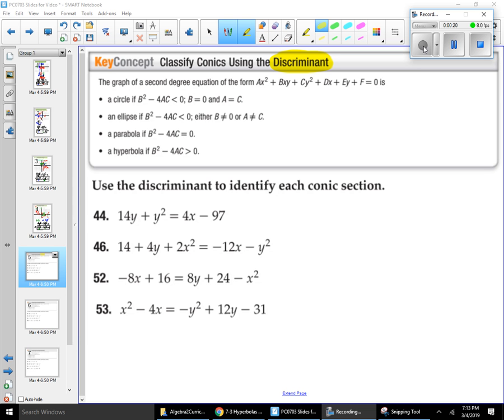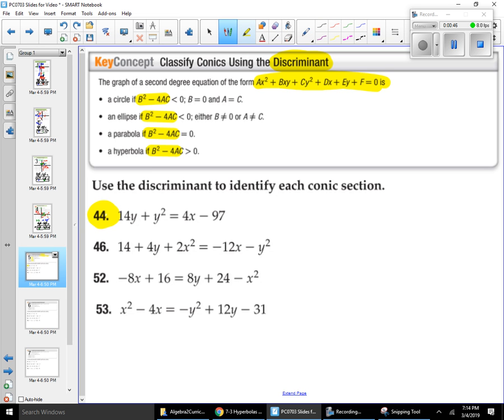Keep in mind, in order to use the discriminant, technically we need general form, but we'll see some shortcuts as we move along here. The formula for that discriminant is b squared minus 4ac. Note that that doesn't change anywhere in this table. So if we take a look at 44, just in the very first example here, note that we are not in general form, so we can do a bit of work to put it in general form.